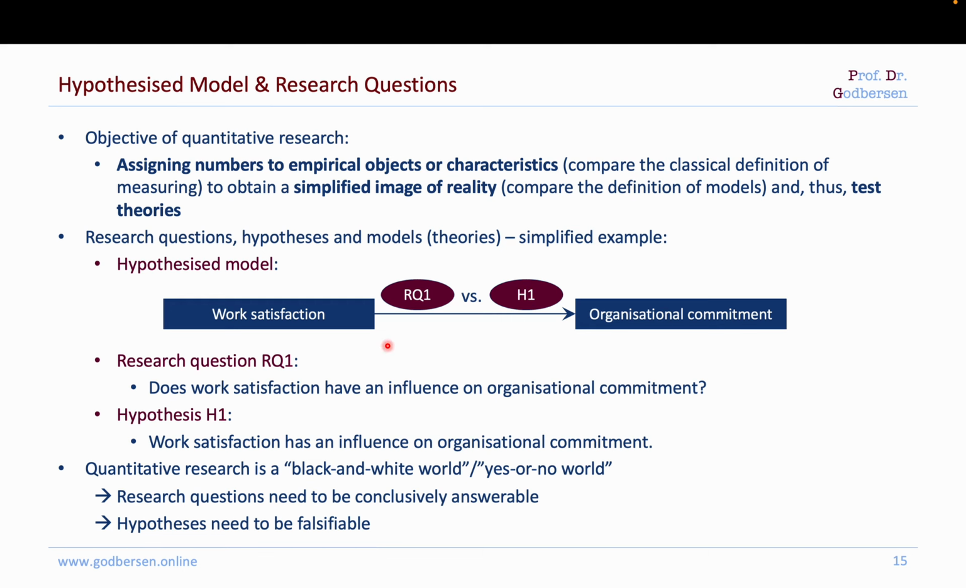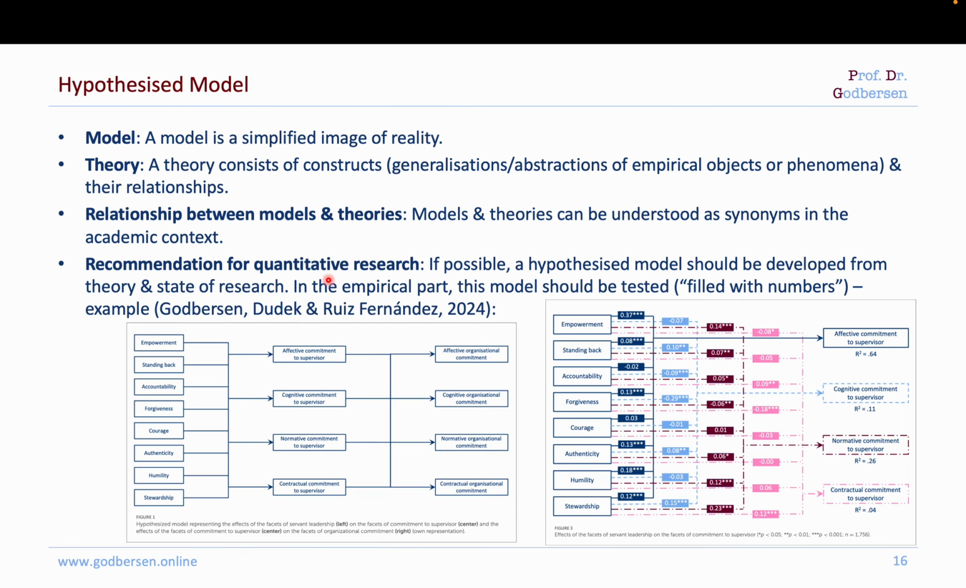Let's go a bit deeper into what are models, what is a theory, how can you use a model. So model, I've just said, is defined as a simplified image of reality. The theory I've just shown you consists of constructs, which are generalizations of empirical objects or phenomena that are out there in the world. Like there's no such thing as work satisfaction that we can touch. That is a generalization that we've made, and we constructed something that is a construct. But a theory does not only consist of the constructs, but also their relationships.